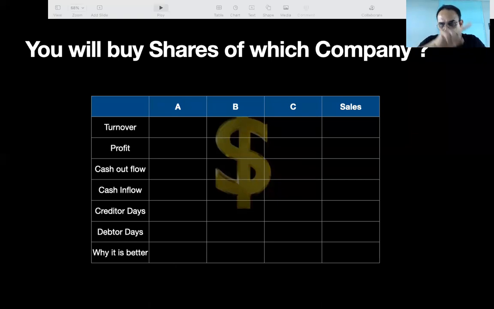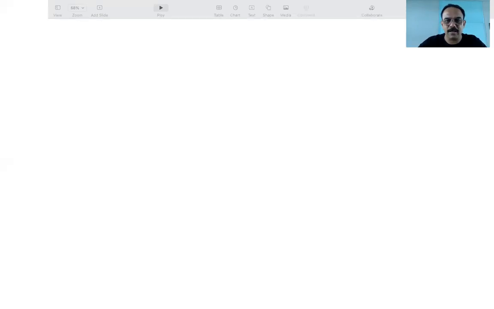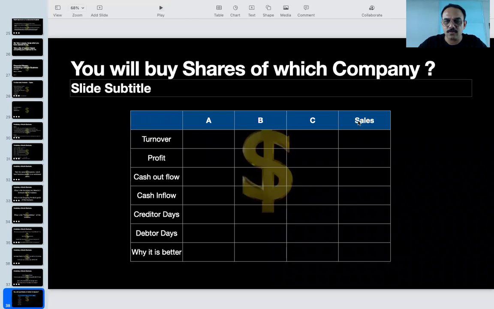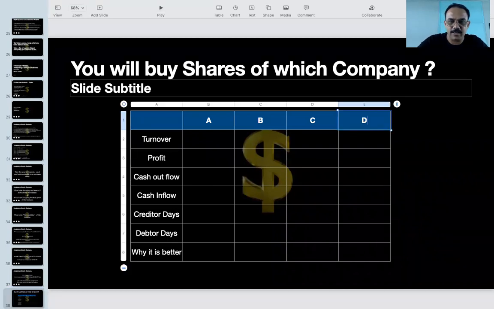Okay, now I want you to draw this chart. I'm expecting everyone to have their notebook with them and be taking notes. So in your notebook, just make this chart table that I have made. Write A, B, C, and D also, D at the last. Write the first row: turnover, then profit, cash outflow, cash inflow, creditor days, debtor days, and what is better. So write 1 2 3 4 5 6 7, 7 rows there will be.